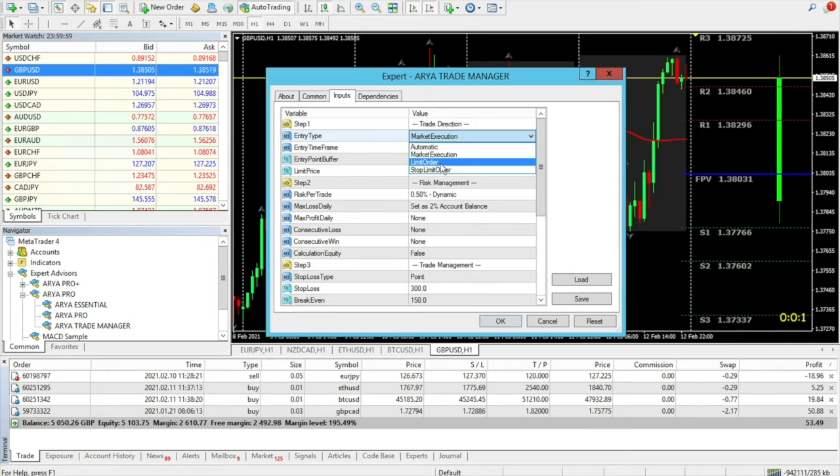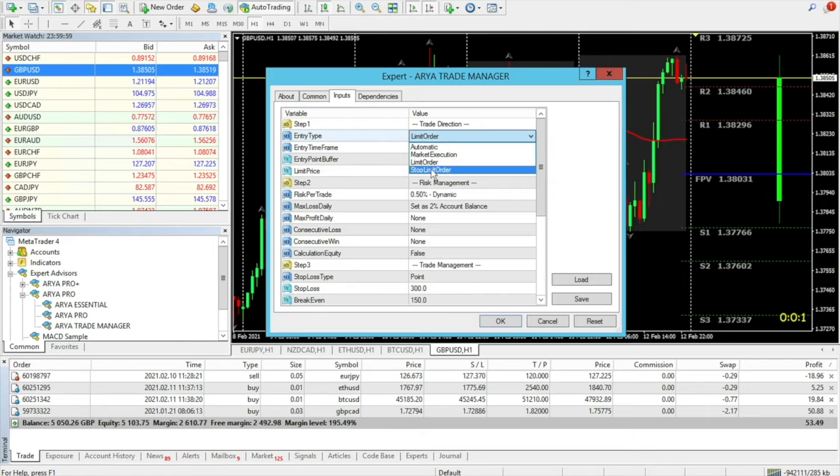To sell, the set price must be above the current market price, and to buy, the set price must be below the current market price. For example, the current market price is 1.385. If I'd like to enter into a sell position, I can enter a price anything above here, for example 1.36. When the market reaches the price of 1.36, Arya will then enter into my sell position.